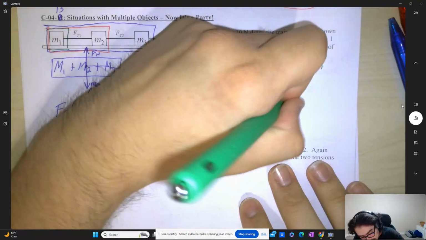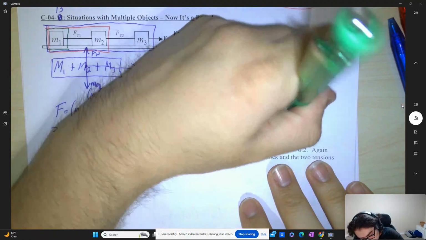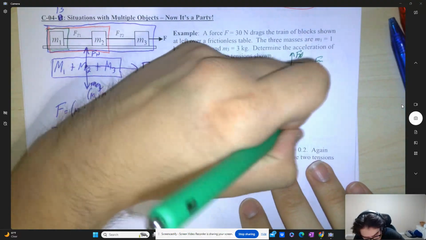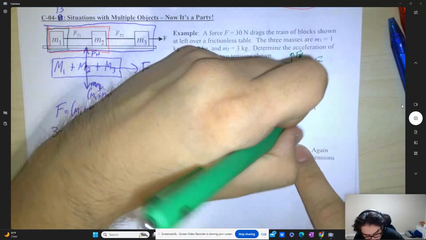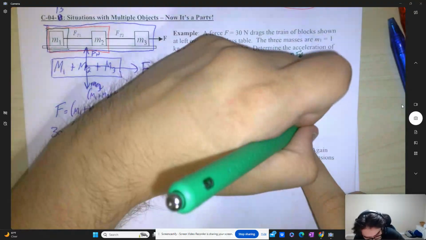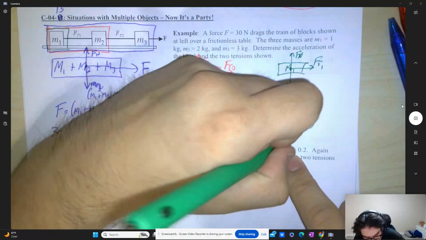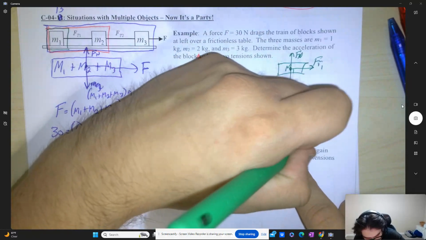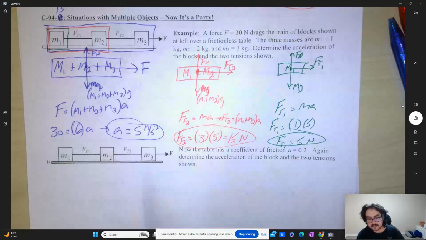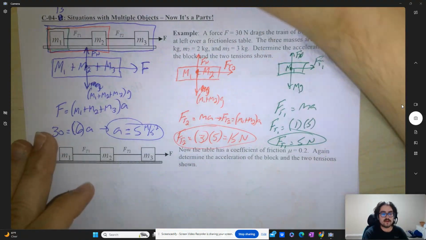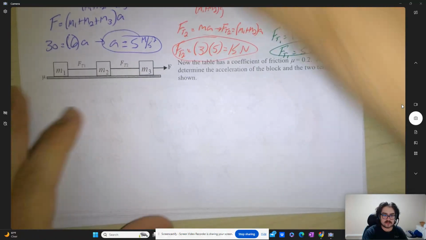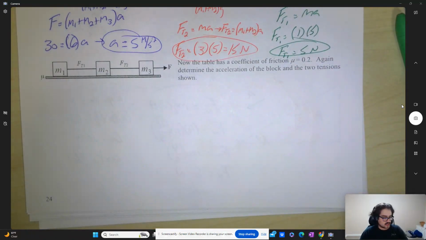You just do Ft1 equals ma, and then you figure out, okay, Ft1 would be equal to the mass of 1, which is just 1, times the acceleration, which is 5. And then, oh, look at that. Ft1 has to be 5 newtons, okay? See how that works out? Pretty straightforward. Now, this does change slightly if you have friction, just slightly, okay?